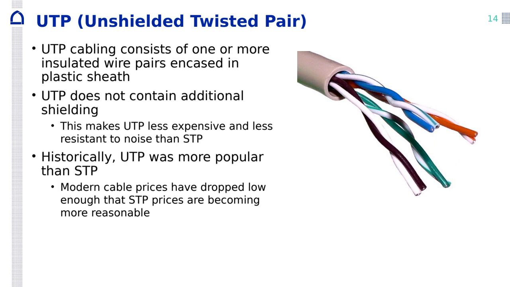UTP consists of one or more insulated wire pairs encased in a plastic shield, this is cheaper, and does not contain additional shielding. This makes UTP less expensive and less resistant to noise than STP. Historically, UTP was more popular than STP, of course. But modern cable prices have dropped enough that STP prices are becoming more reasonable.